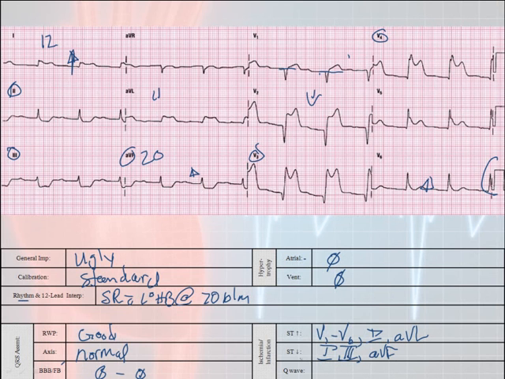Do I have a pathological Q wave? Remember, a pathological Q wave is a Q wave that is at least 1/3 the height of the R wave. Do I have that right here? Yes, I do. Do I have that right here? Yes, I do. This, I'm not so sure. So I do have a pathological Q wave in V1 and V2.